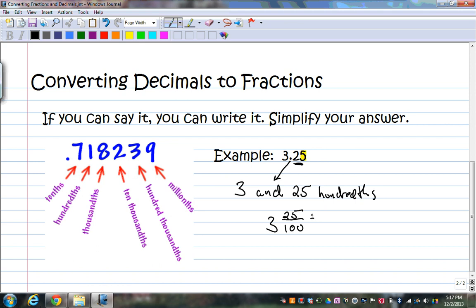Then you could reduce the fraction, divide by 25 on the top and the bottom, and this would be equal to 3 and 1/4. Which is 3 and 25 hundredths. That is all.